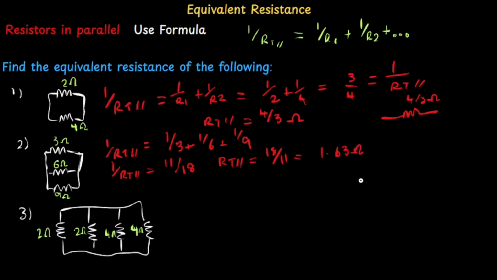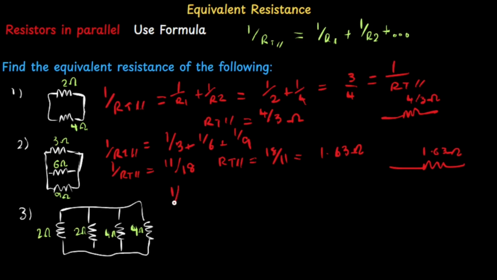This means that if I had to replace this parallel connection with a single resistor of 1.63 ohms, it will not affect the way my circuit operates. Looking at the third example, I have a collection of 4 resistors in parallel. Let's go ahead and calculate what the equivalent resistance of this connection would be.